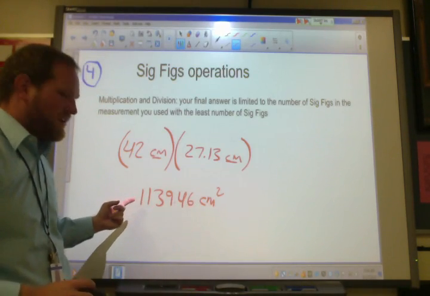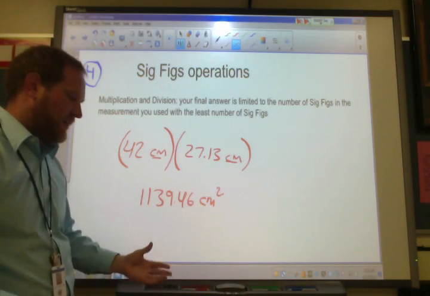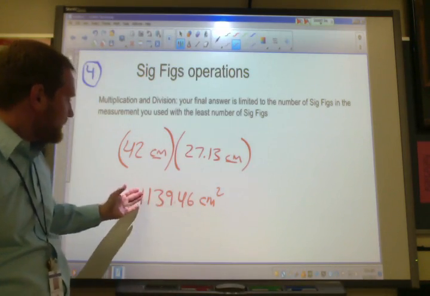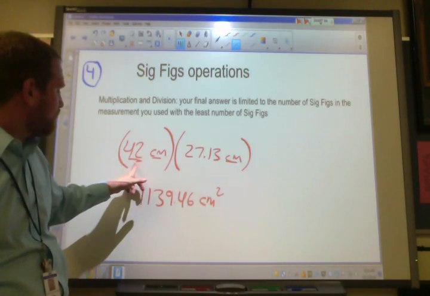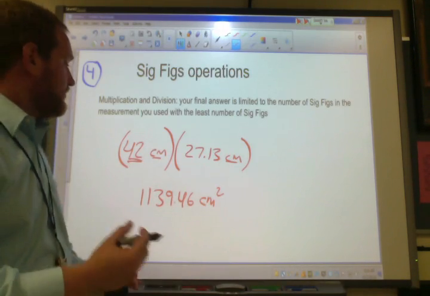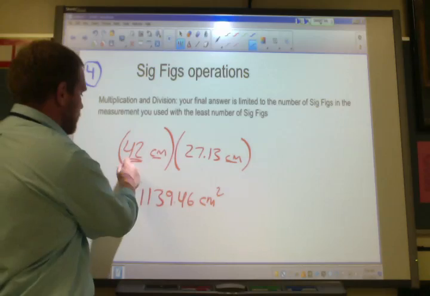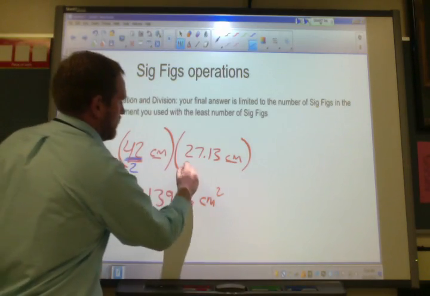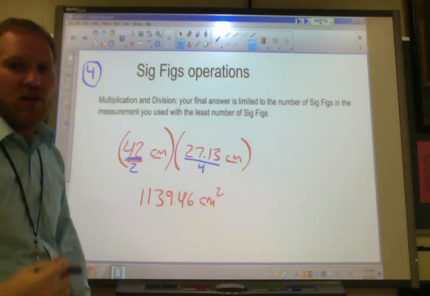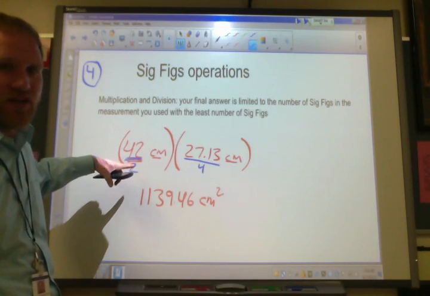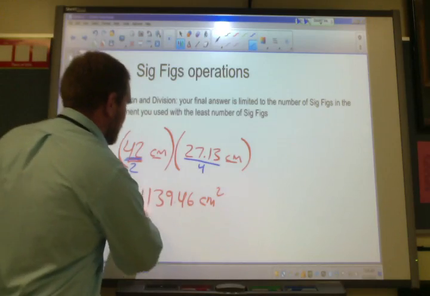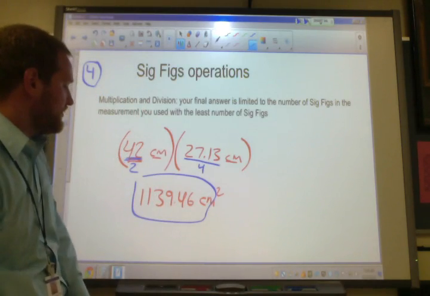If you report that number, it's almost like you're lying, because this is so precise, and it's based on this kind of crummy precision here. So here's the rule. You look at how many sig figs are in each of the numbers in the problem. 2 sig figs, 4 sig figs. Which one is smaller? 2 sig figs, that's what we limit this to. So this number has to now be rounded off to 2 sig figs.